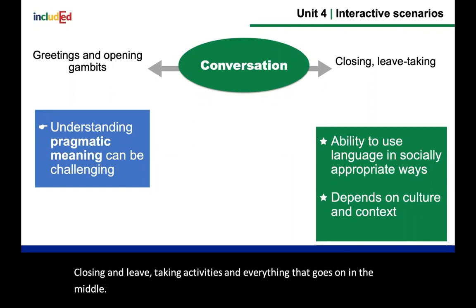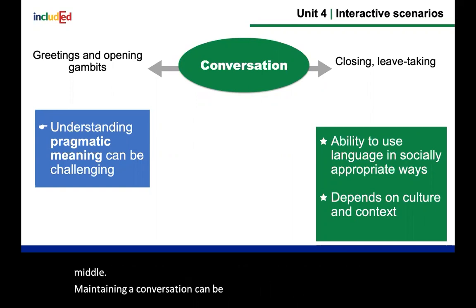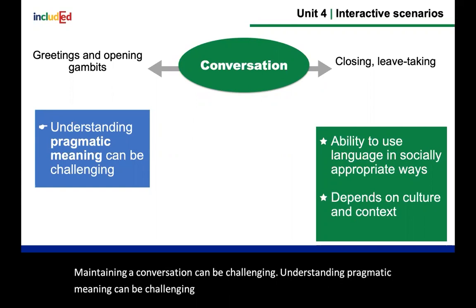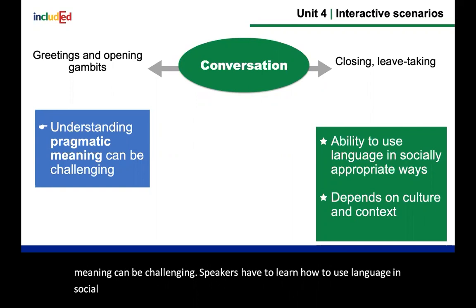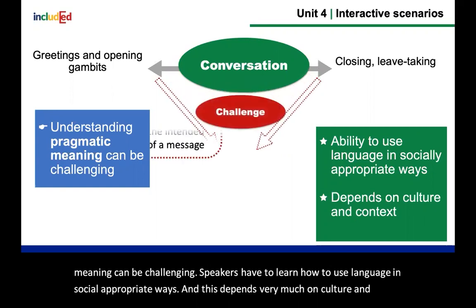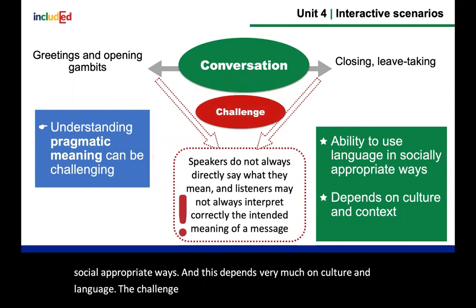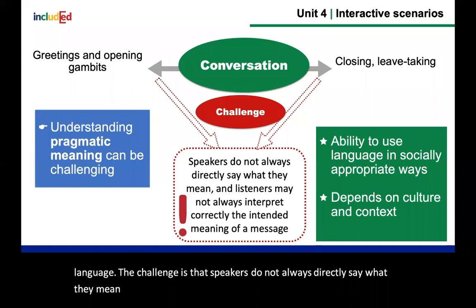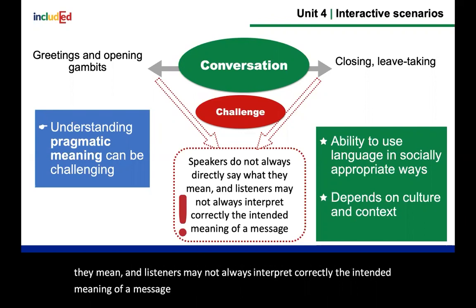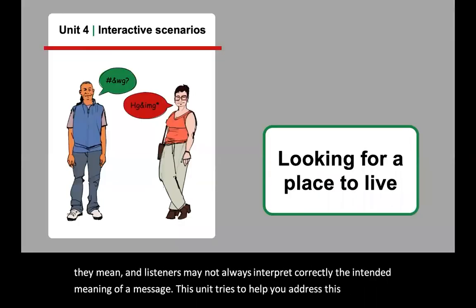Maintaining a conversation can be challenging. Understanding pragmatic meaning can be challenging. Speakers have to learn how to use language in socio-appropriate ways, and this depends very much on culture and language. The challenge is that speakers do not always directly say what they mean, and listeners may not always interpret correctly the intended meaning of a message. This unit tries to help you address this challenge.